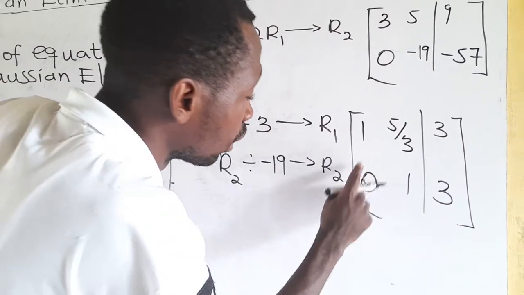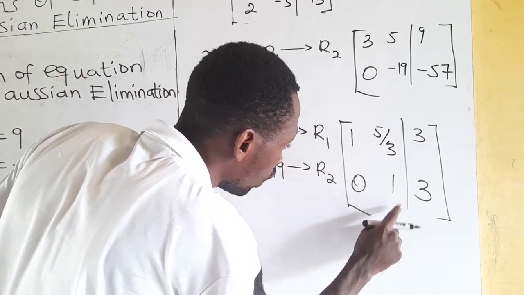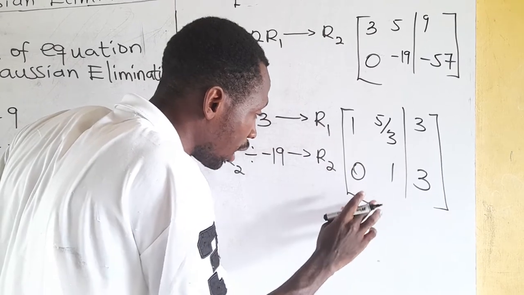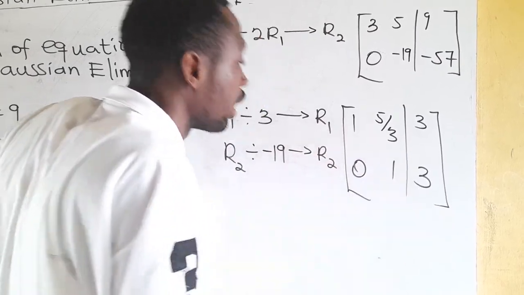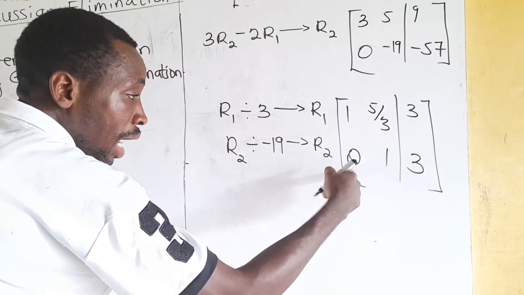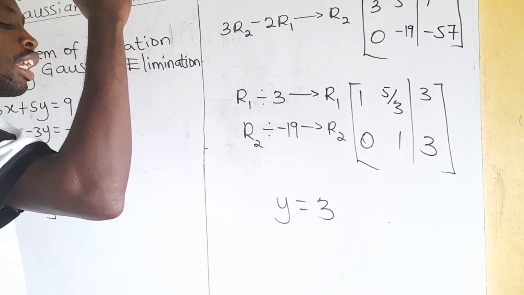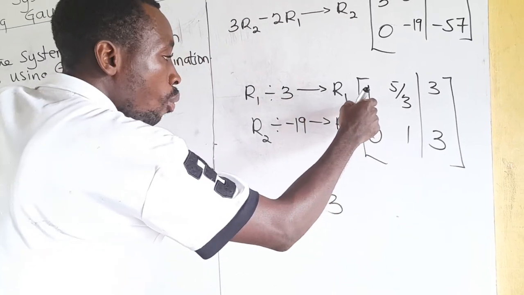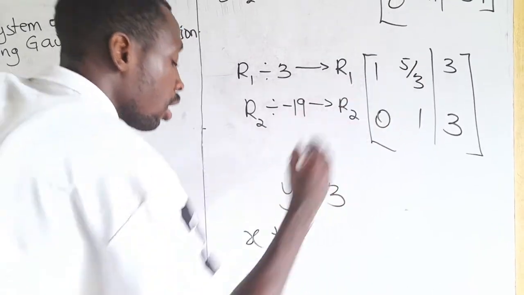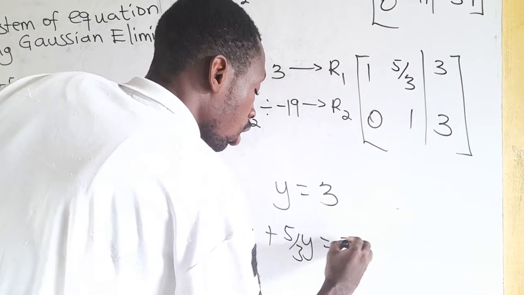So now the entries below the principal diagonal are 0, and the entries in the principal diagonal are 1. Then we back solve. So we'll multiply this by y, it will be 0. So our y is nothing but 3. Then what next? We'll multiply this by x, we get x plus 5 over 3 y will be equal to 3.